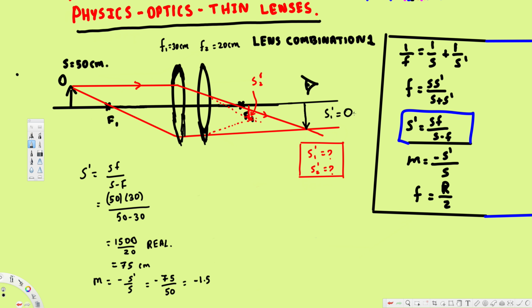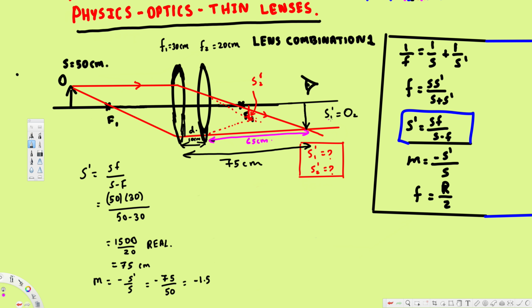This is going to be the object for the second lens, and we found that this is 75 centimeter from this lens. From here to here is 75 centimeter, and I had to give the distance between these two lenses. So let's say this is 10 centimeter. If this is 10 centimeter, then the distance from the second lens to the image is going to be 65 centimeter, because the total is 75 and the distance between these two is 10 centimeters, so this is going to be 65 centimeter.